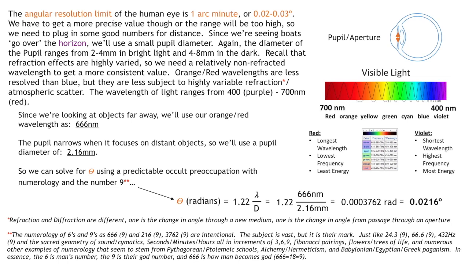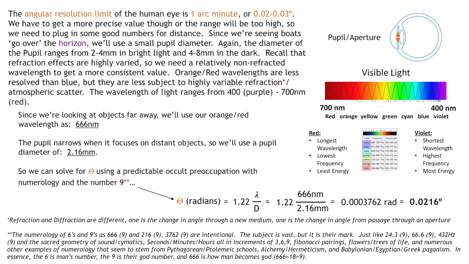The pupil narrows when it focuses on distant objects, like we said, so we'll use a pupil diameter of very low, 2.16 millimeters. So we can solve for theta using a predictable occult preoccupation with numerology and the number 9, such that theta in radians is equal to 1.22 wavelength divided by diameter, which is 666 nanometers divided by 2.16 millimeters. That gives us our number in radians, which is also adding up to 9 as we'll go through. And that gives us an angular resolution theta of 0.0216 degrees.